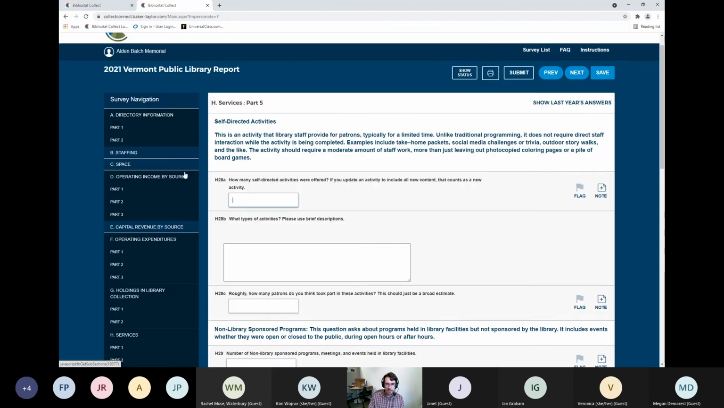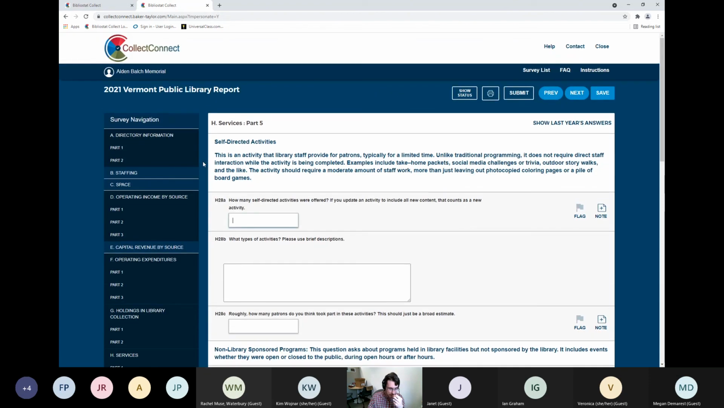Next is self-directed activities, which is also called passive programming, but we like self-directed a lot better, so we're using that. It is programs that you make for people to do, but not in an active back and forth kind of way. You put something that they take home. Take home stuff is sort of the primo, but there's cases where you could do things on social media, trivia. Story walks is also another category that is self-directed.